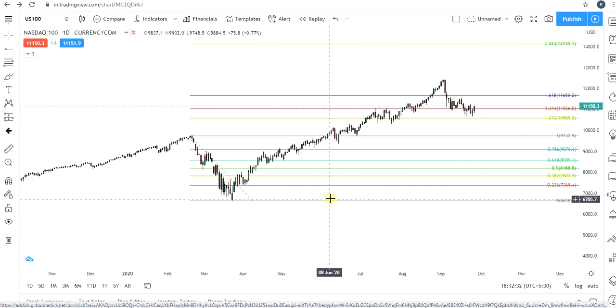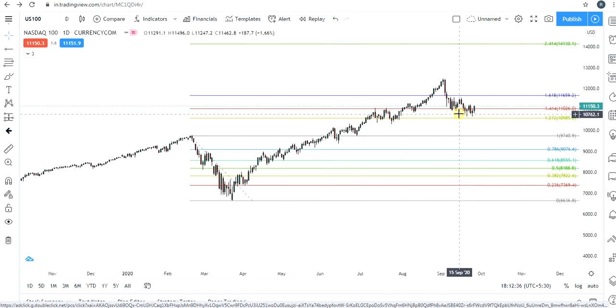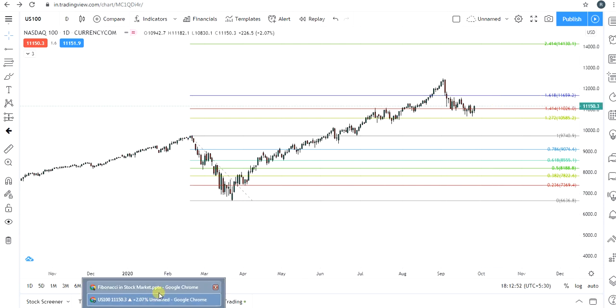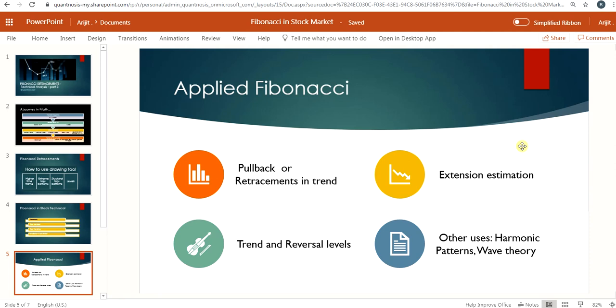So this is one usage that you can do: pullback trading. Anticipate a level where price will come and maybe reverse. If you see right now, price has been taking support from 1.27 to around here, and it started forming a green candle. It's a possibility that price may continue to the next level around here, 1.618. So that's one implication and usage, using a pullback and getting support and resistance for planning your trades.